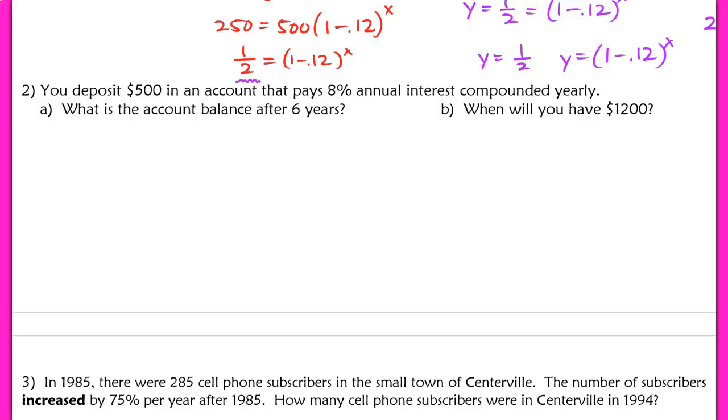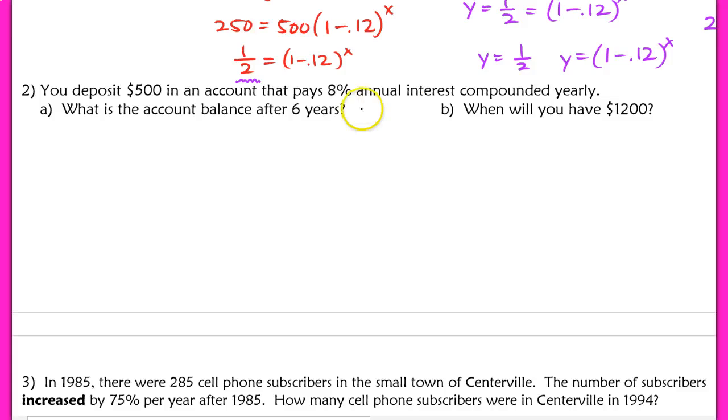It says you deposit $500 in an account that pays 8% annual interest compounded yearly. What will the account balance be after 6 years, and when will you have $1,200? So this is clearly going to be an exponential growth, because you're hoping that when you deposit money in an interest-bearing account that you're going to gain money from it.